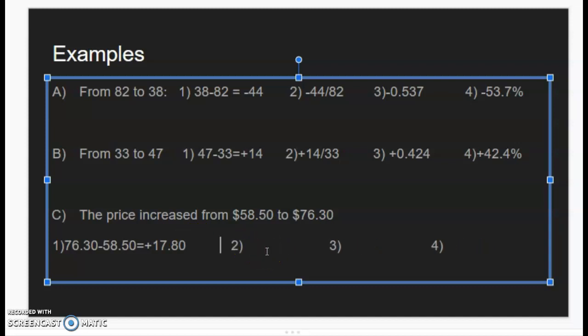I'm gonna have to move this over. I'm gonna run out of room. Then I'm gonna calculate how much of an increase that is. Again, keeping that sign, 17.80 divided by the original price of $58.50. When I do that division, I get, again, keeping the sign, a positive 0.304. And when I move the decimal over, I'm going to get a positive 30.4%.